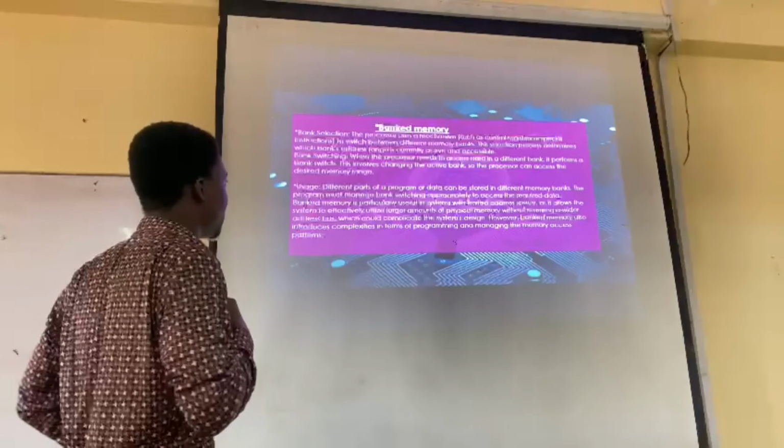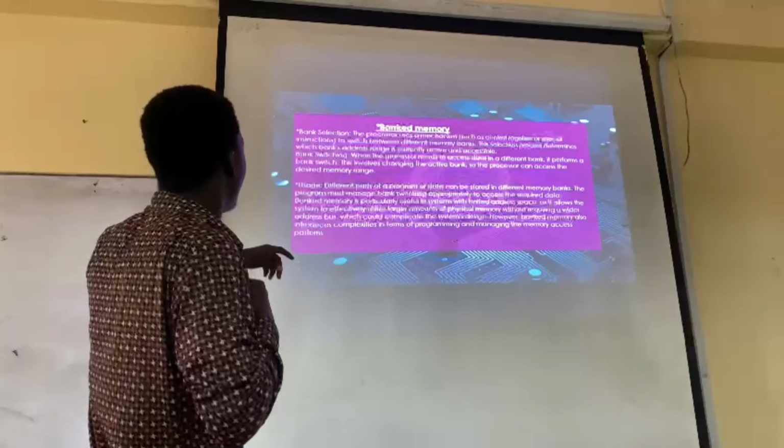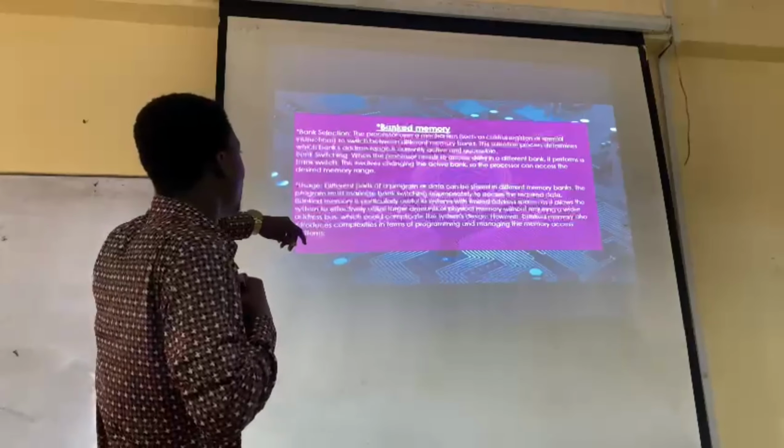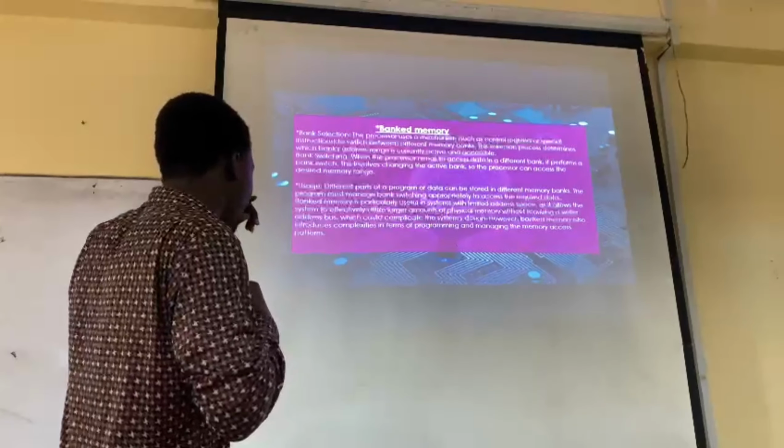Let's move to bank switching. When the processor needs to access data in a different bank, it performs a bank switch. This involves changing the active bank so the processor can access the desired memory range.